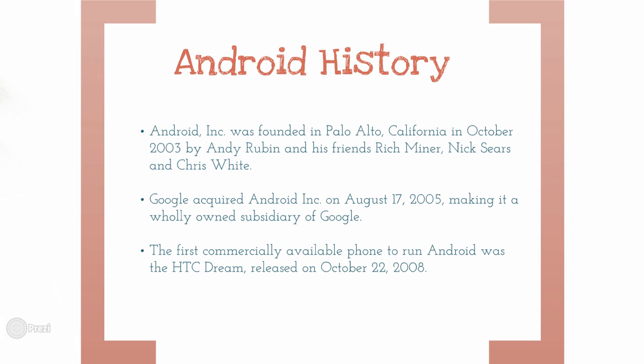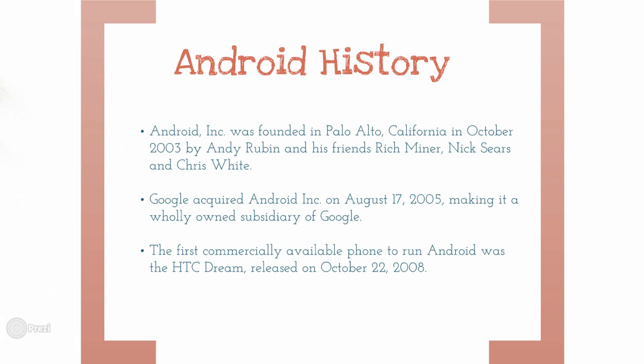It was founded in Palo Alto, California, in October 2003 by Andy Rubin and his friends. After that, he did some research and development till 2005. In 2005, he approached Google, and Google acquired this company. From 2005 onwards, under Google, they developed Android.